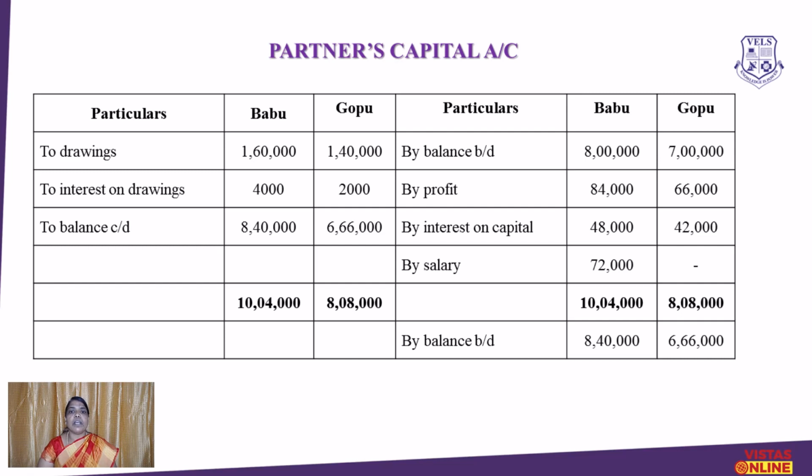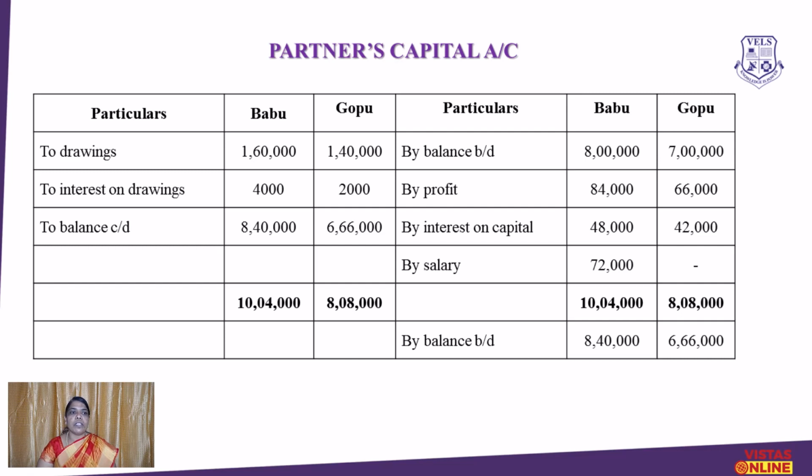Then we can see the balance which was mentioned in the question. We can write it by balance b/d, for Babu 8 lakhs, Gobu 7 lakhs. Profit they have given in the question, so we can write it by profit, 84,000 for Babu, 66,000 for Gobu. Then by interest on capital, 48,000 for Babu, 42,000 for Gobu. By salary, 72,000 for Babu. For Gobu, there is no salary.